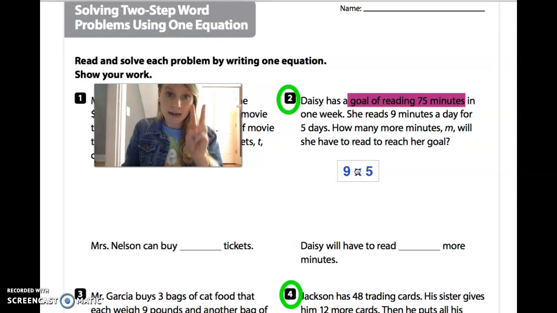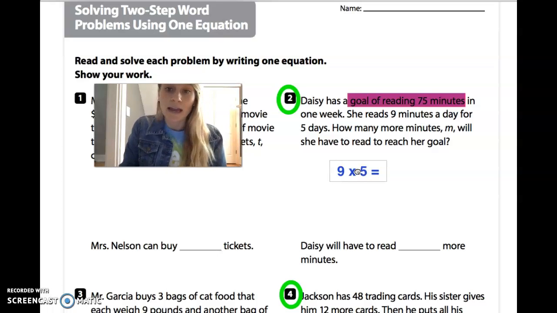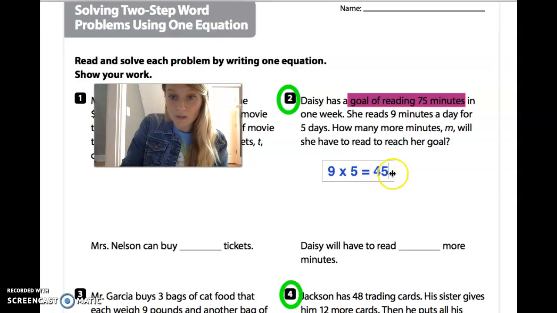So 9, 9, 9, 9, 9. So how many minutes is that? 9 times 5. We know 9 times 5. It's 45. But I'm not done yet because look what it says.